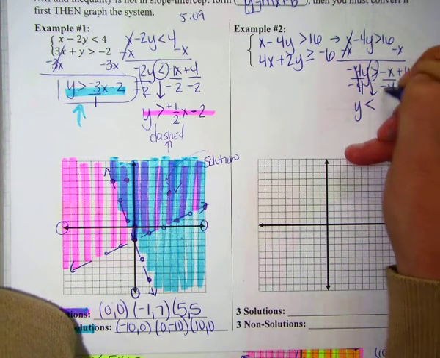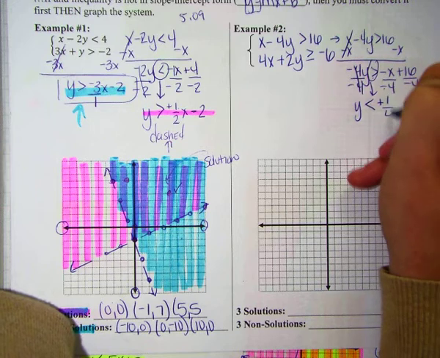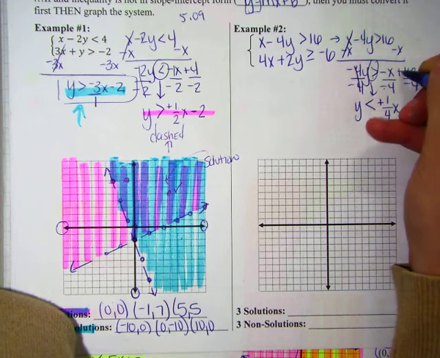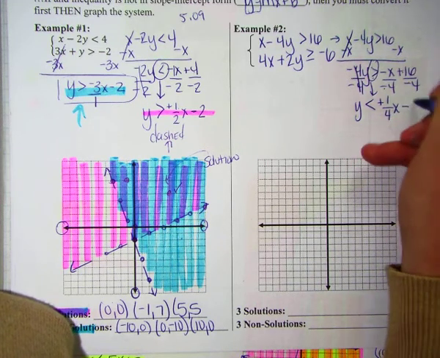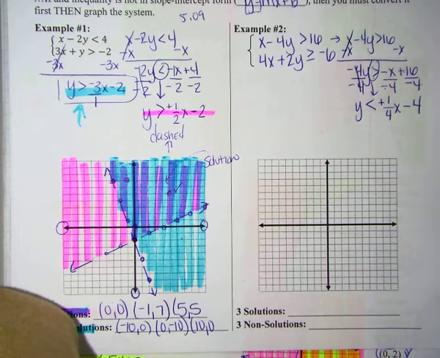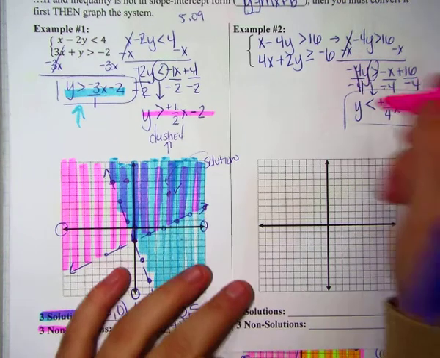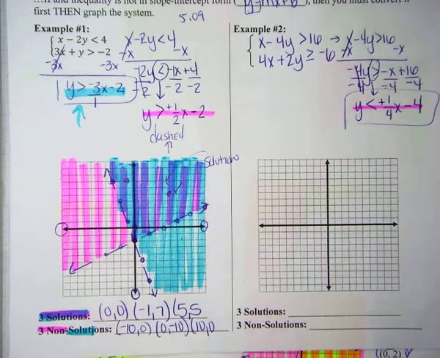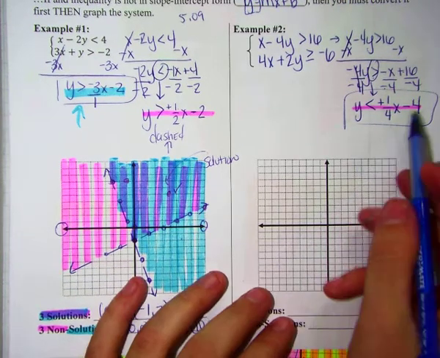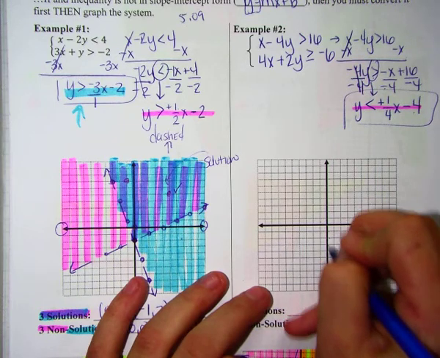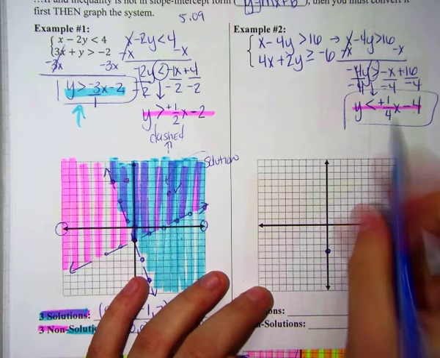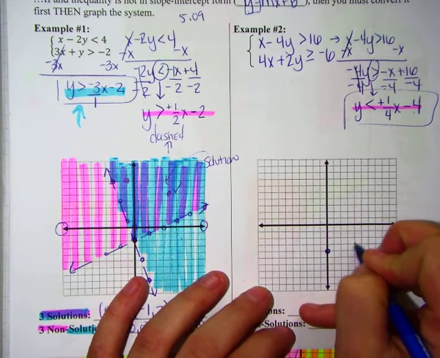Negative by a negative is a positive 1/4 x. Positive divided by negative is a negative. 16 divided by 4 is 4. I'm going to go ahead and graph this completely in pink before I go on to the next one. Y-intercept is negative 4. Slope is 1 over 4. Rise 1, run 4.